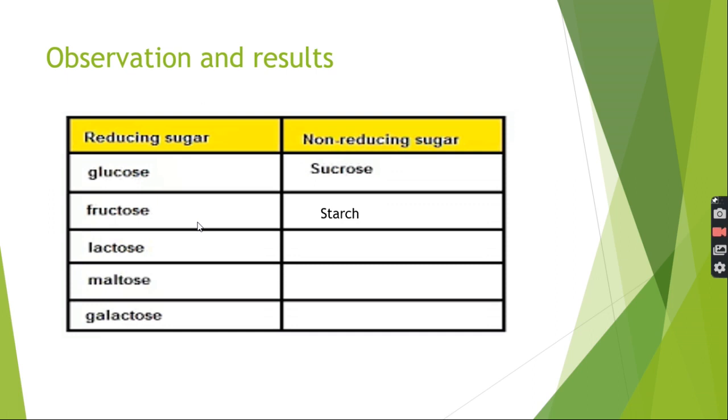Finally, we were able to identify the reducing and non-reducing sugars from our samples. The different samples were glucose, fructose, lactose, maltose and galactose. All of these are considered to be reducing sugars. Monosaccharides are all reducing, and galactose is also a monosaccharide. Lactose and maltose are reducing disaccharides. Sucrose is a non-reducing disaccharide, and starch, of course, is a polysaccharide.